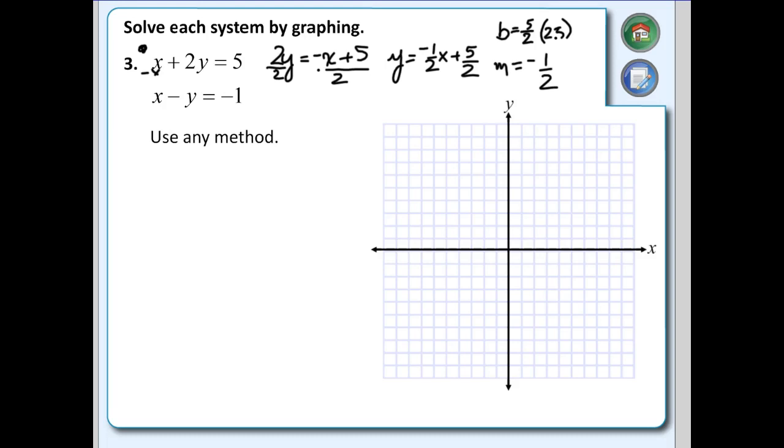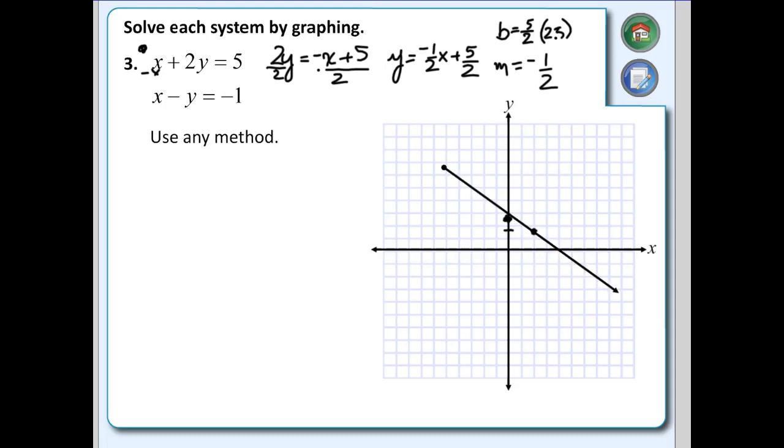So, for my y-intercept then, at 2.5, I'm going to go to the y-axis and put a big, fat, juicy dot halfway between 2 and 3. My slope is -1/2, so we're going to go down 1, right 2, and notice, now I just connect the dots. So if I go to connect the dots, here is line number 1.